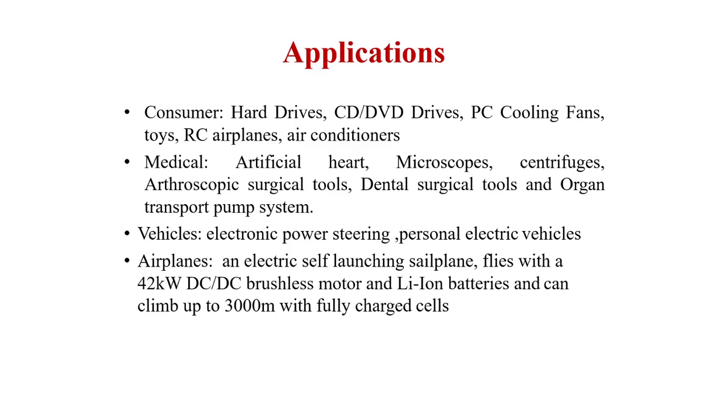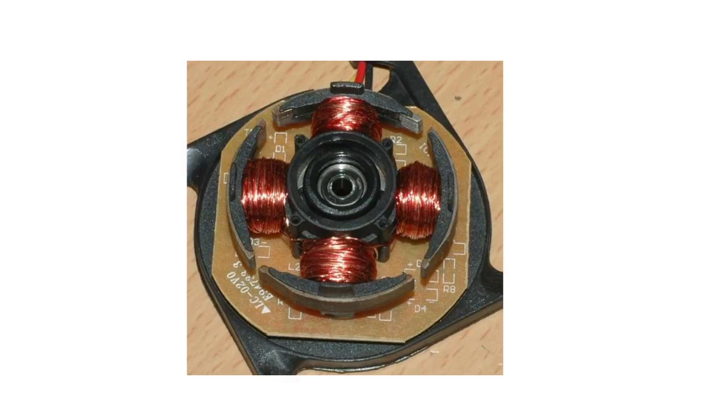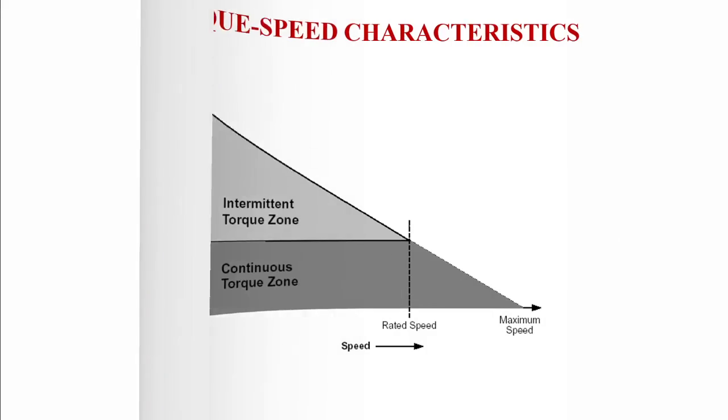In airplanes, it is used in an electric self-launching sailplane, which flies with a 42 kilowatt DC brushless motor and lithium ion batteries and can climb up to 3000 meters with fully charged cells. This is the diagram, this is the picture of a brushless DC motor.